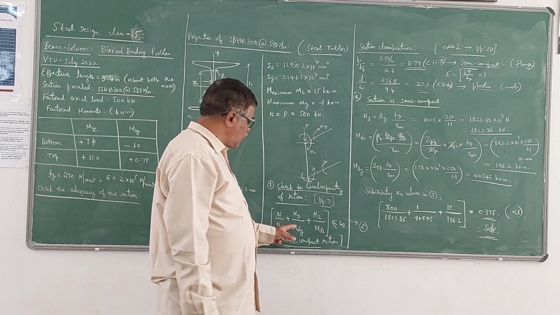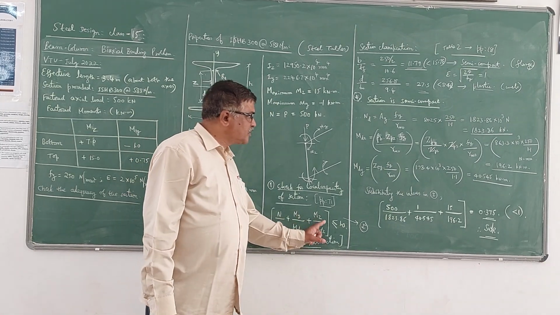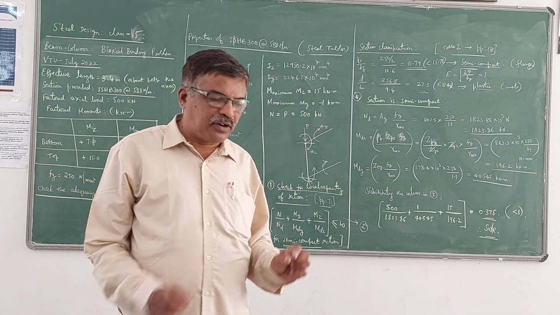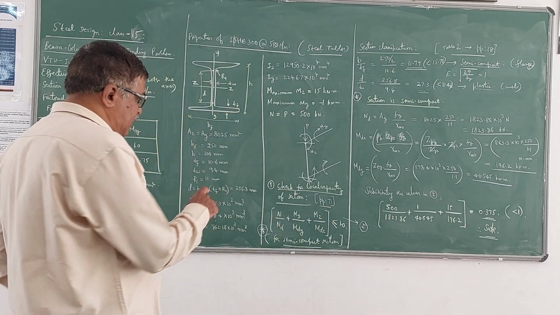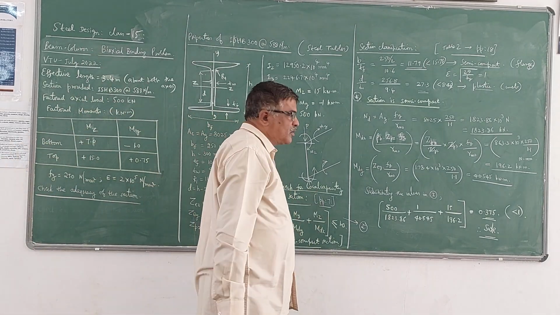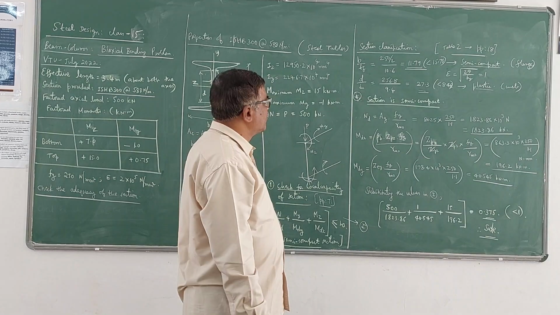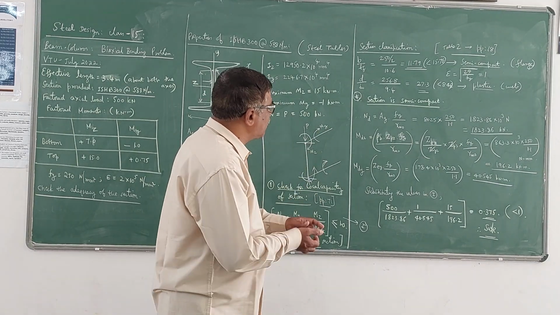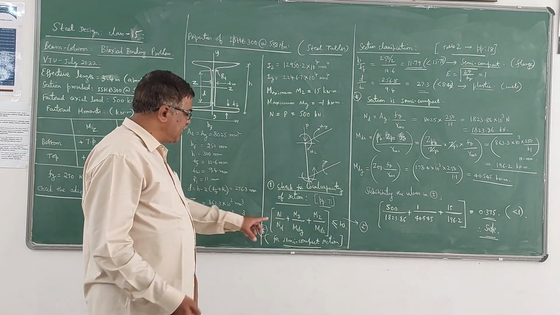Now we have to substitute all these 6 values, and we have to check that the sum of these 3 ratios should be less than or equal to 1. It should never exceed 1. So now let us calculate one by one. The first value I need is Nd.